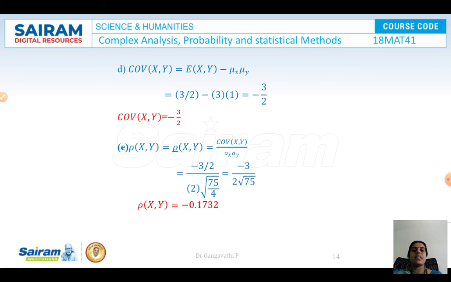So the covariance is this. And then we were asked to find the correlation, that is rho. Rho of xy is equal to the covariance divided by sigma x sigma y. We already know all the values. The covariance value we have obtained here is minus 3 by 2. Sigma x and sigma y we have obtained in the previous sub-question, which is 2 into the square root of 75 by 4. On simplifying, we get this, and simplifying further, we get minus 0.1732.